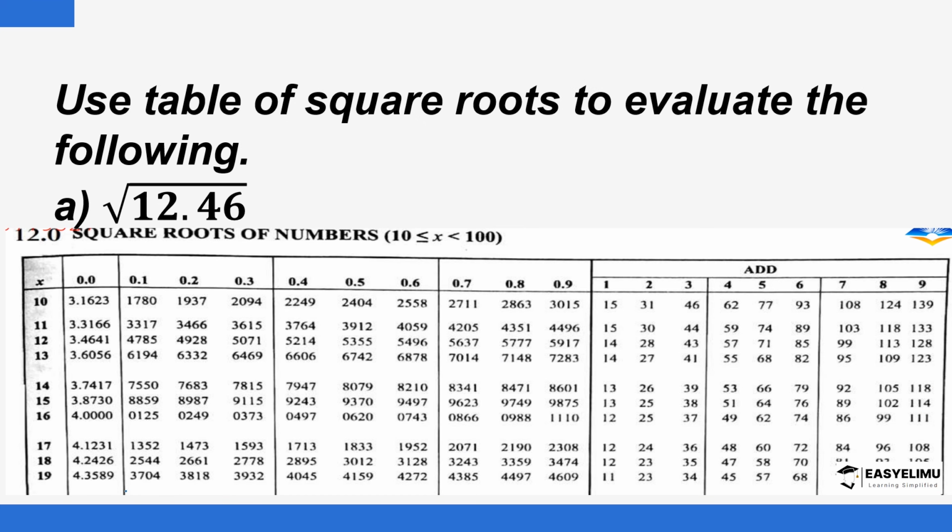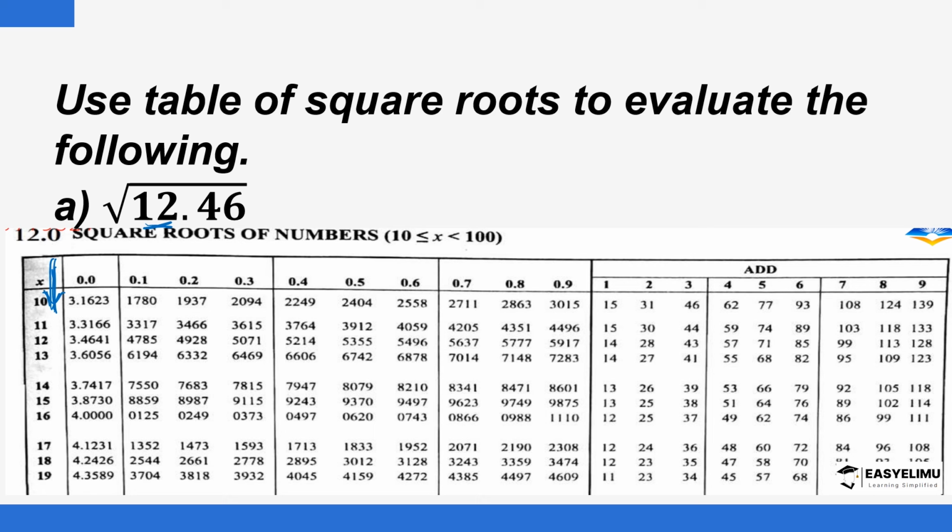So we have our first example here. Use tables of square roots to evaluate the following, and we're supposed to find the square root of 12.46. As we did in the previous lesson, you just need to make sure, one, you have four figures. Like here we have 1, 2, 3, 4. So you see we have 4 figures here. Then the first 2 digits you still check from the column headed X.